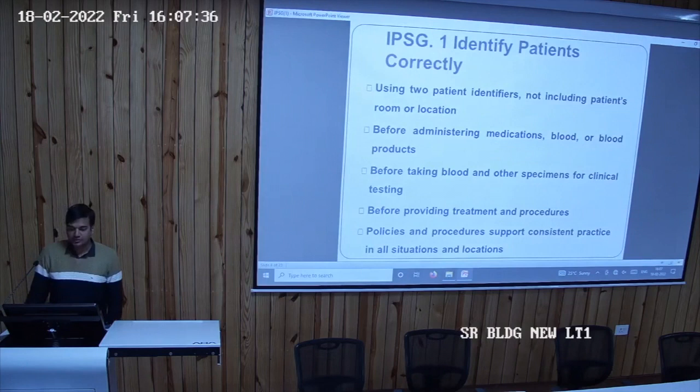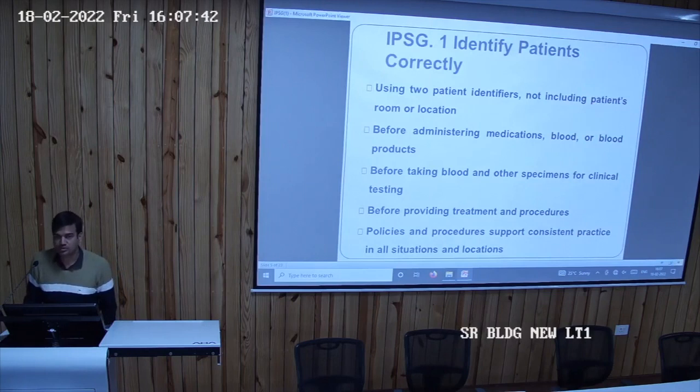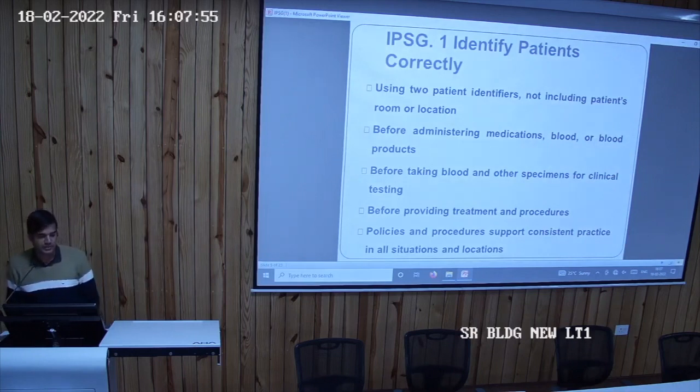So first of all, identify patients. You would have heard it many times that the surgery was to be done on the right limb but it was done on the left limb. A person was supposed to be operated for something else in the intestine, and the patient was operated for something else in the liver. So why does it happen? Human errors which could have been avoided, but ultimately who is suffering? The patient.